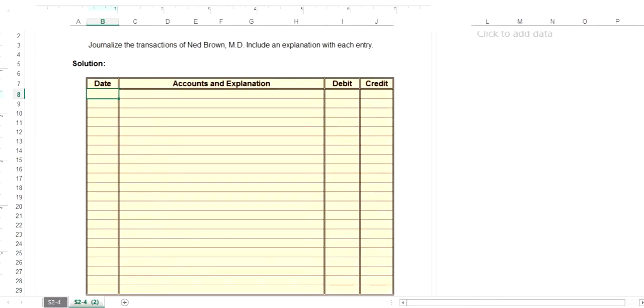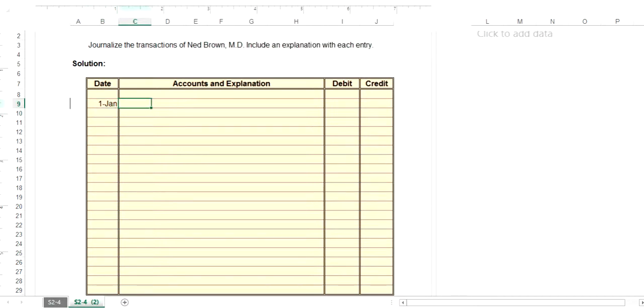This is just an Excel spreadsheet that simulates what a general journal would look like. We're going to list transactions in chronological order. So let's just get started. This is pretty straightforward. On January 1st, the business received $29,000 in cash and issued common stock to Brown. So the first thing we're going to do is date our journal entry. I really don't know what year it is, so we'll just say January 1st.